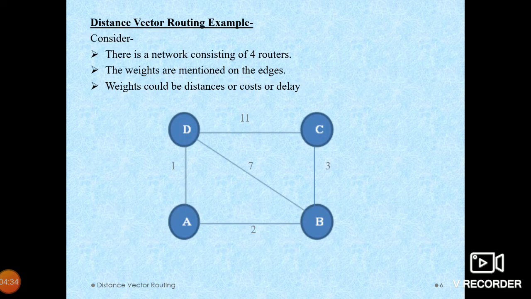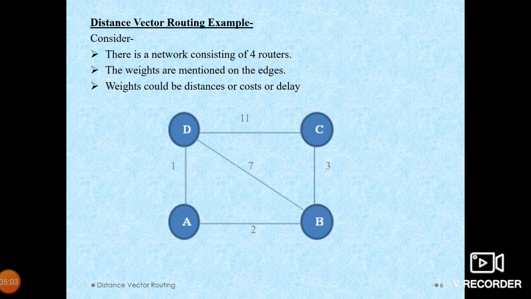Let us see an example for distance vector routing. Consider this diagram. Here we have 4 routers A, B, C, D, and the weights are mentioned on the edges. Weight could be distance, cost, or delay. Here, A has a direct link with B and D. So the weights from A to D and A to B are known.